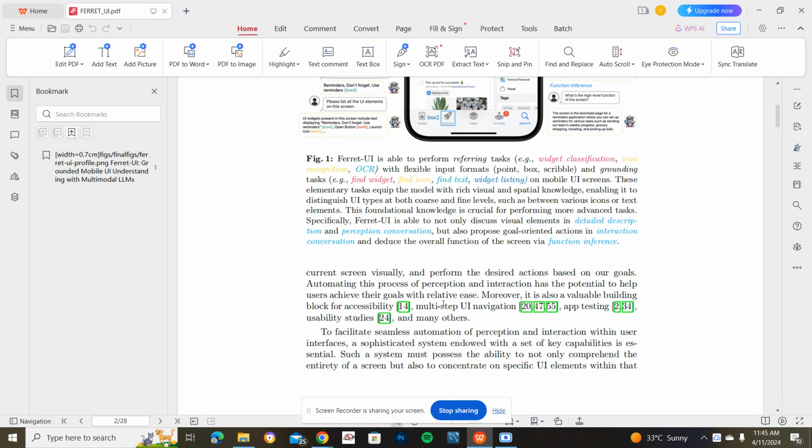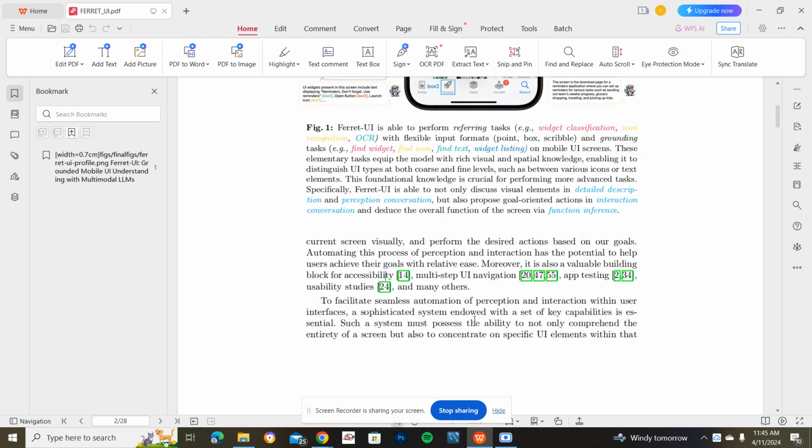I think so because a new invention has already been done, but whenever ease is there, technology develops a lot. So this is all about automation. Moreover, it is also a valuable building block for accessibility, multi-step UI navigation, app testing, usability studies, and many more. Let's leave this line.